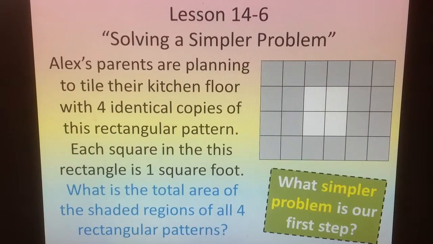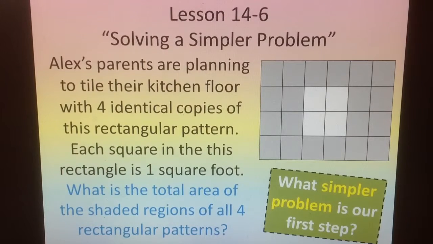Students told me that the first step, the simpler problem, was to find the shaded area of 1 rectangular pattern. Some students counted the shaded area. Some did some multiplication, noticing that the rectangular pattern has 6 across the top and 4 rows going down. So you can find the area of the whole big rectangle by multiplying 6 times 4. And then you'd have to subtract the part that's not shaded. So 6 times 4 is 24, minus the 4 in the middle that aren't shaded is 20.